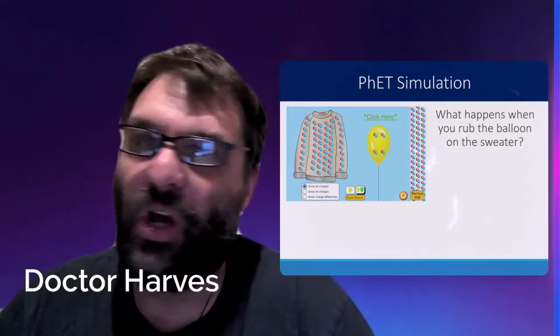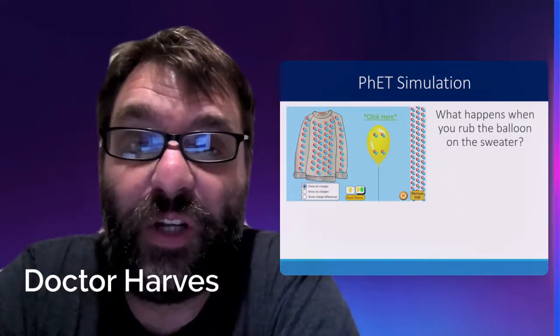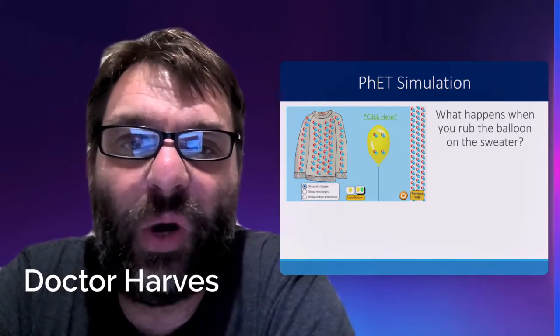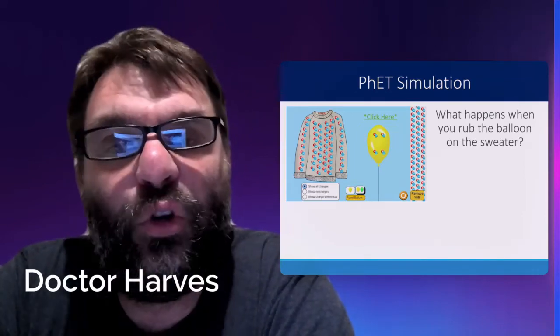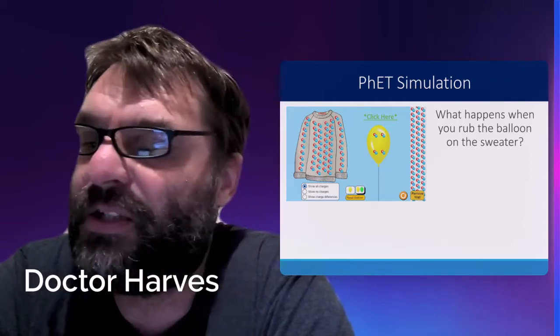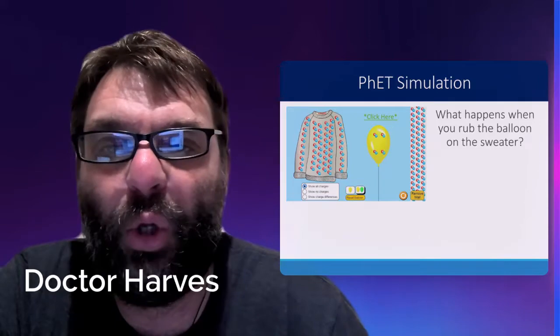In the description for this video, I've added two links to PhET simulations. The first one is the balloon sweater simulation, and if you use that, you'll see that when the balloon rubs against the sweater, electrons transfer from the sweater to the balloon.